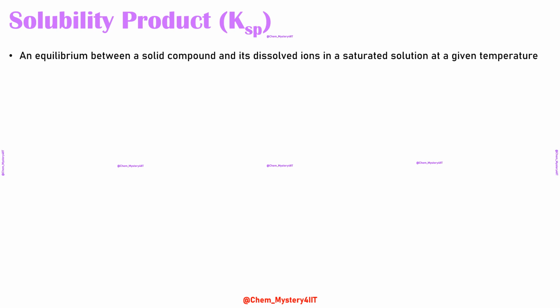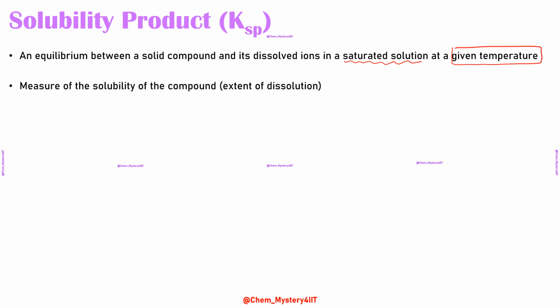Talking about Ksp, the solubility product constant, it is a kind of equilibrium constant. It is defined as the equilibrium established between a solid compound and its dissolved ions when we have a saturated solution. And like other equilibrium constants, it is constant for a given temperature, so if you change the temperature, its value will change.